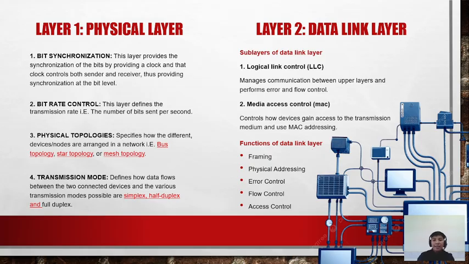On the other hand, the MAC sublayer controls how devices access the network medium. When we say medium, we mean like cables or Wi-Fi. And it uses MAC addresses to identify devices uniquely. The data link layer also performs important functions like framing, physical addressing, error control, flow control, and access control, which all work together to ensure efficient and organized communication between devices on the same network.